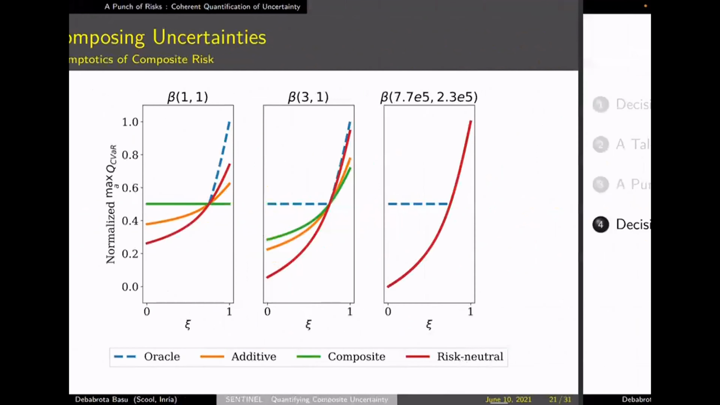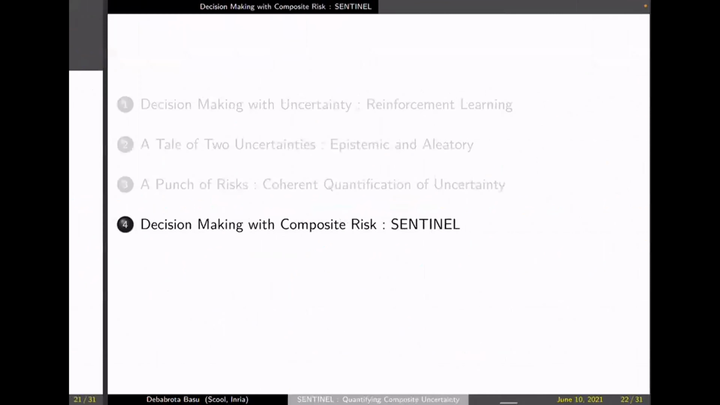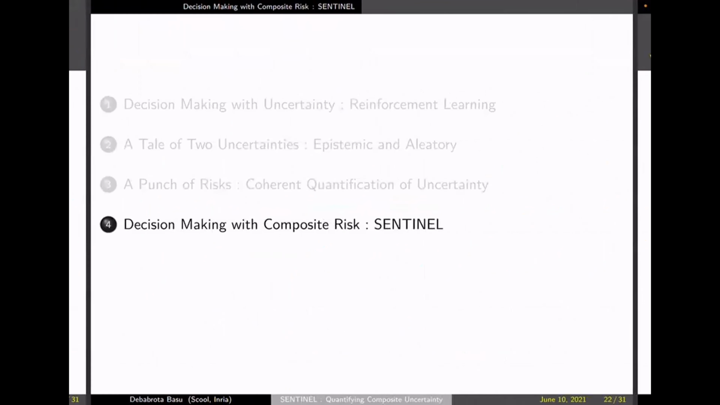I'll not talk about the next part. So then we'll move to the next part, that is exactly how we can use this composite risk for decision making and how we are doing that in Sentinel.